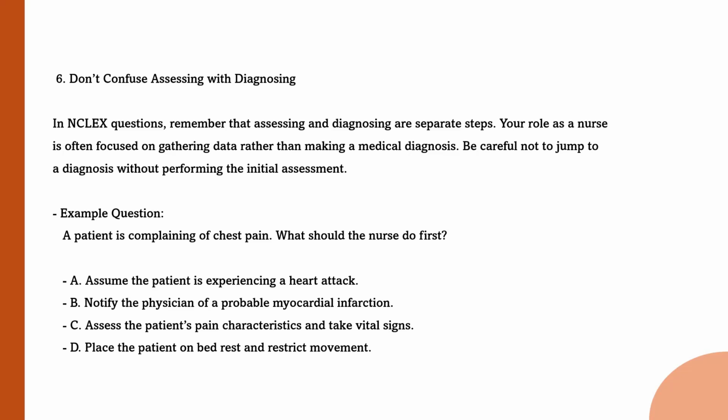By assessing the patient's pain characteristics and taking the vital signs to be sure. Because the chest pain might not be MI, it could be any other thing. It could be pulmonary embolism, it could be pneumonia, it could be TB. Any other things can cause chest pain. It could be trauma to the chest, right? So always don't confuse assessment for diagnosis, okay? So the answer is C.